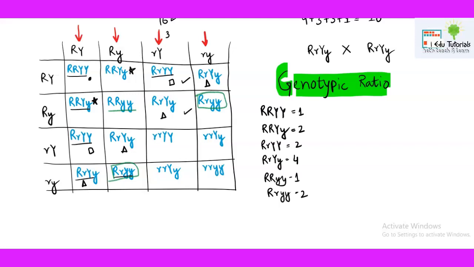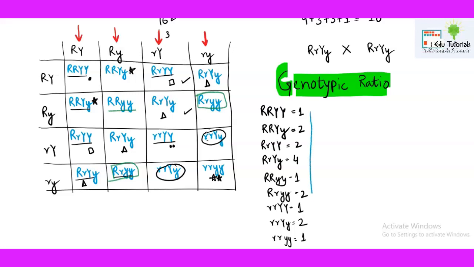These are already done. So we have to come to small r, capital Y. And how many individuals are there? Only 1. This is the symbol which I have used. Now we will come to this individual, small r, capital Y, small y, and only 2 individuals are there with such genotype. Now we are only left with 1, and this is it, small r, small y, and this is only 1. So this will help in calculating the genotypic ratio.